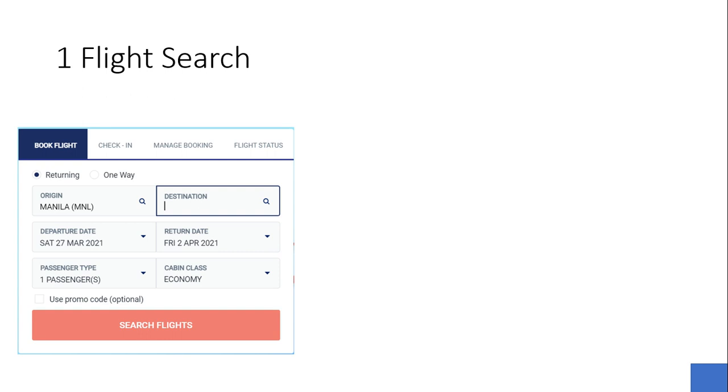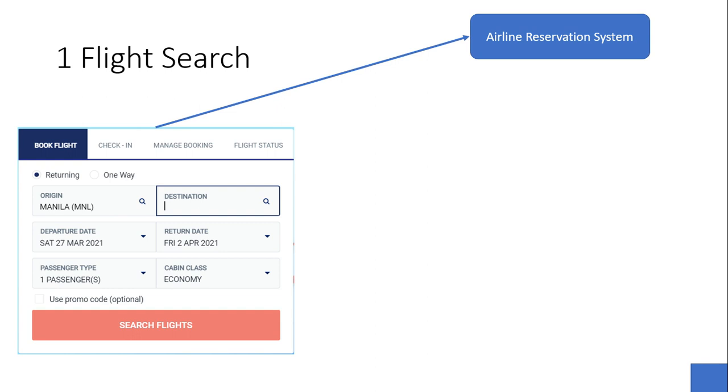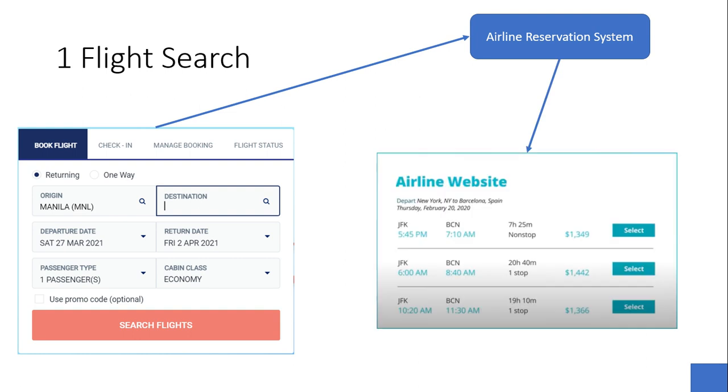So once you click the search flight button, this airline website will now look for the available flights in the airline reservation system. So, kukunin niya lahat ng data na available na flights sa pinili mong lugar, and then i-display niya sa'yo para makita mo yung mga available flights. Okay, so here is the example of output that you can see once you click the search flights.